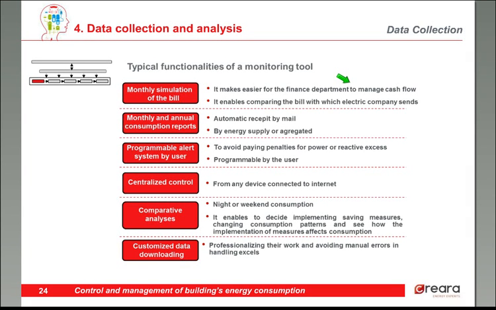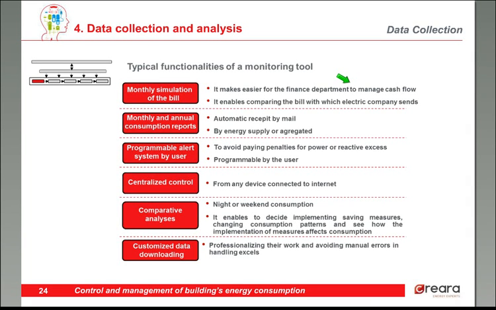First one, a monthly simulation of the bill. This is something very useful, particularly for the financial departments, because systems are able to estimate in a very accurate way the energy bill, the monthly cost, on day one of the month after. The second, monthly and annual consumption reports. This is also useful to have a quick and structured view of how the organization is doing in terms of energy consumption, and also for reporting.